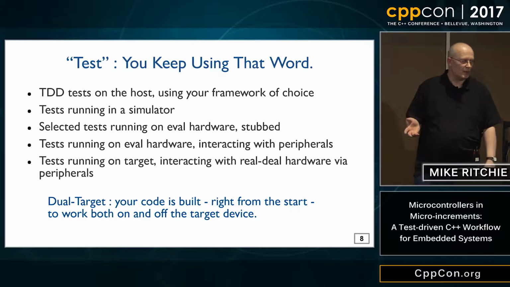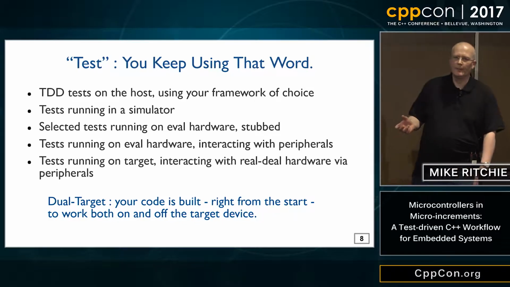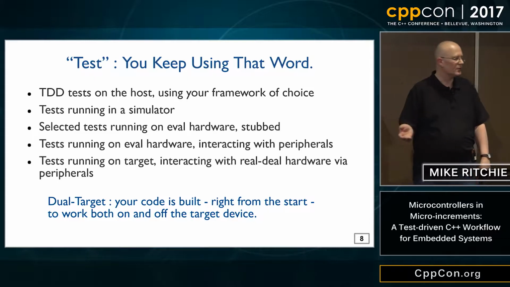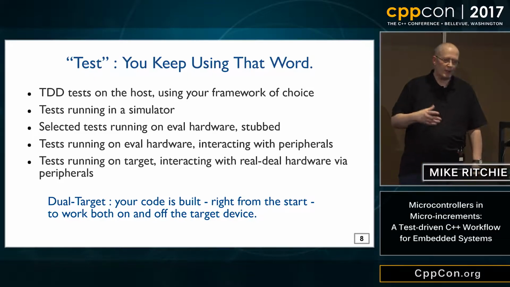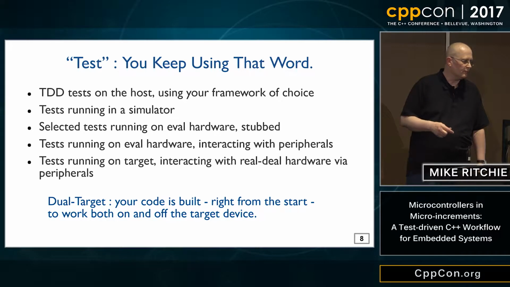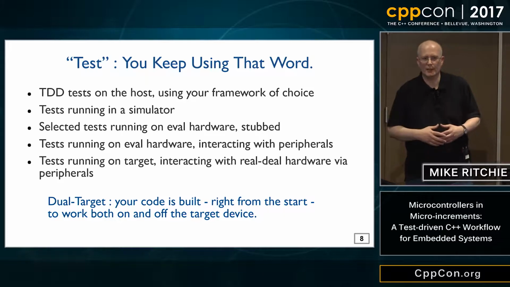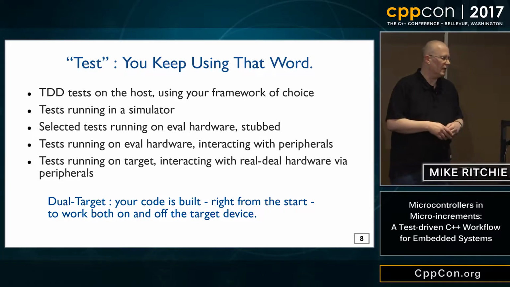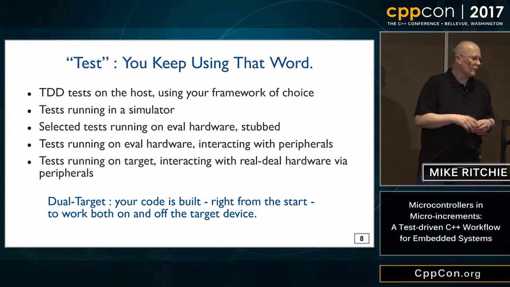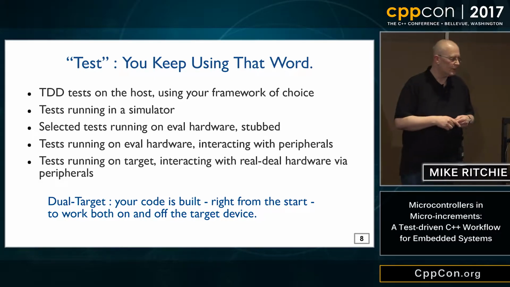You can run tests on a simulator. You can have tests running on your eval hardware, but still stubbed, using the same stubs and mocks. You've got tests running on eval hardware and actually interacting with the peripherals. And then full-on target deployment, complete system test running the fully integrated hardware. So we're going to be doing some examples with the top one and kind of with the bottom two in this talk.